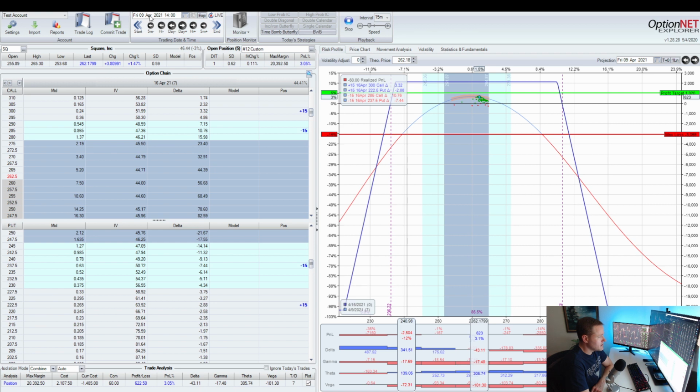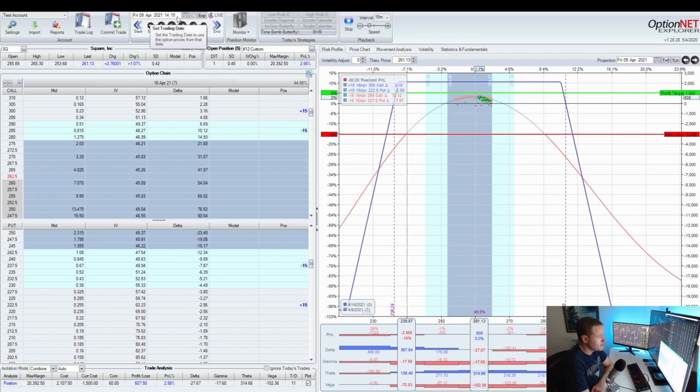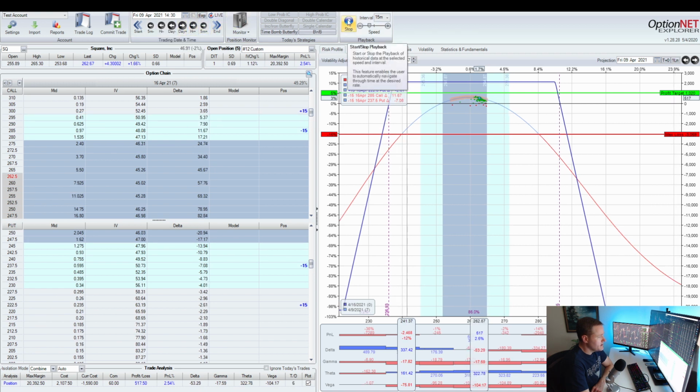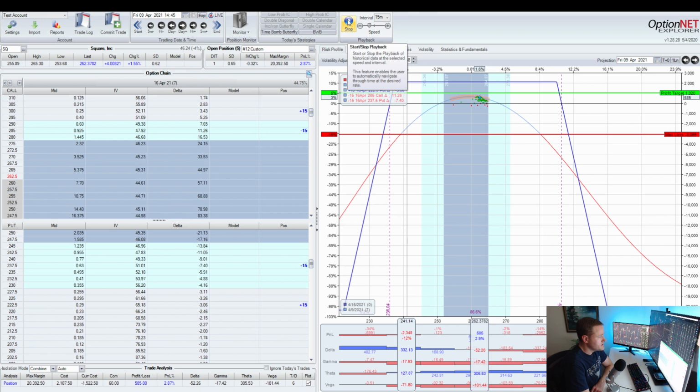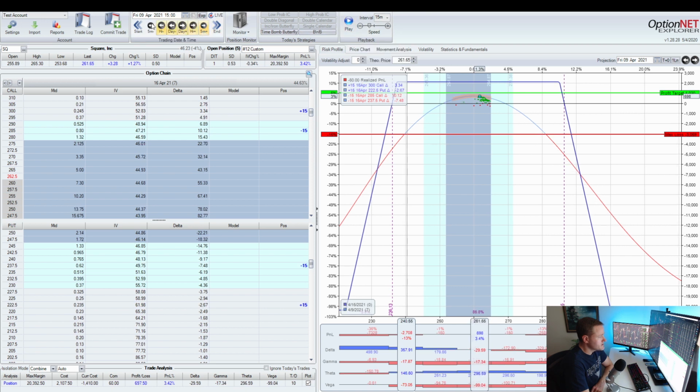So it's about 2 o'clock on Friday, April 9th, the day after we put the trade on. And we are coming up to market close. So let's just stop it right there. So here is the market close on Friday, April 9th. So this is 24 hours after we put the trade on. And we can see that the spread is up $697.50. So we are about halfway to our profit target right now.